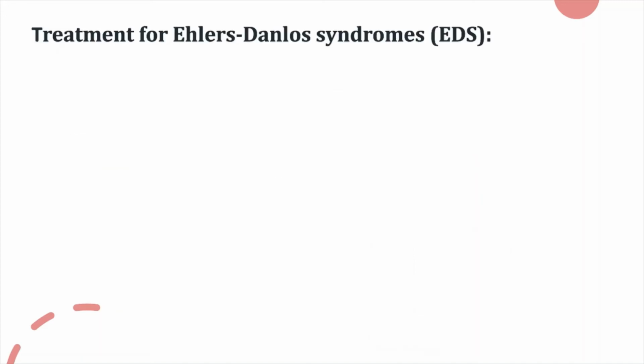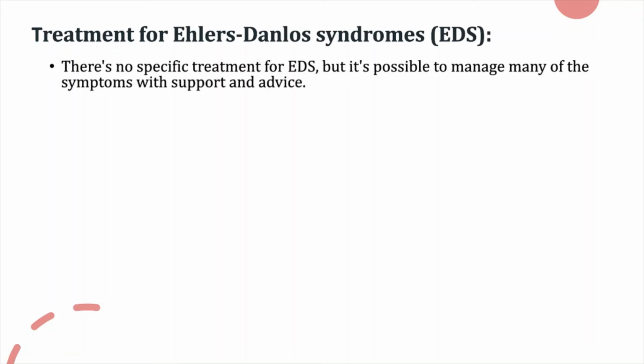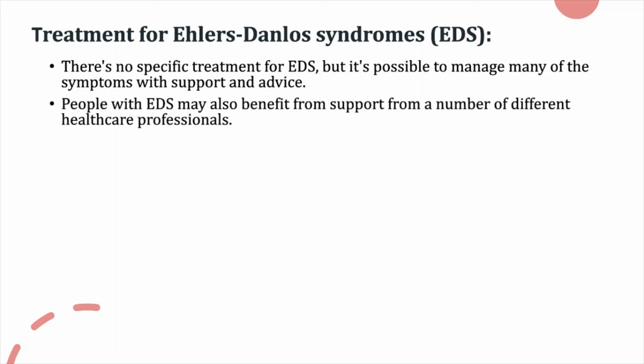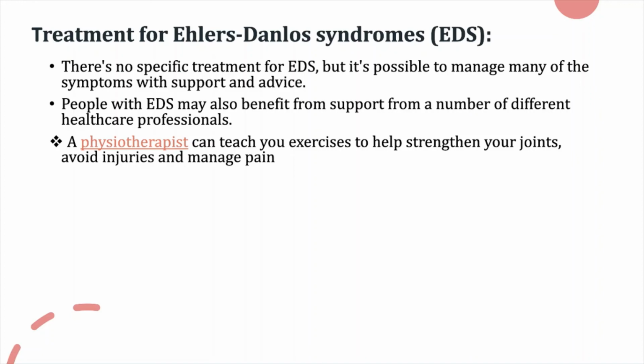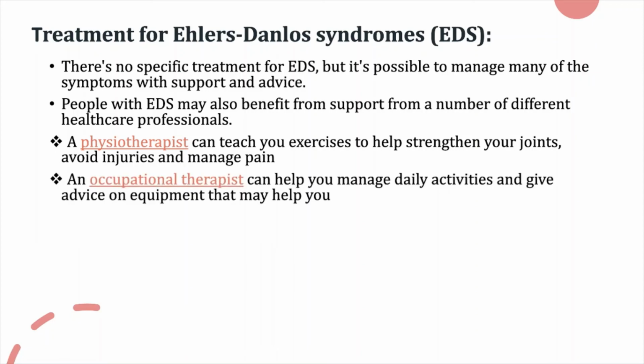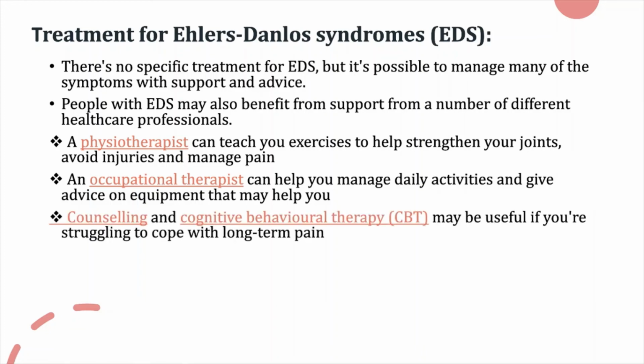If we talk about overall treatment for Ehlers Danlos syndrome, there is no specific treatment for EDS, but it is possible to manage many of the symptoms with support and advice. People with EDS may also benefit from support from a number of different healthcare professionals. For example, a physiotherapist can teach you exercises to help strengthen your joints, avoid injuries, and manage pain. An occupational therapist can help you manage daily activities and give advice on equipment that may help you. Counseling and cognitive behavioral therapy may be useful if you are struggling to cope with long-term pain.